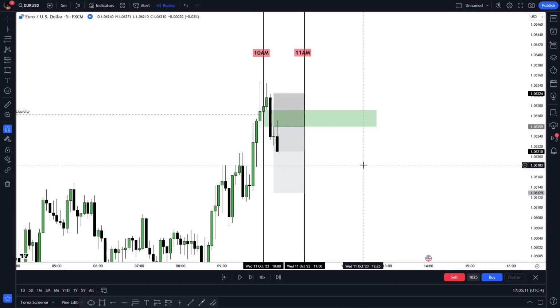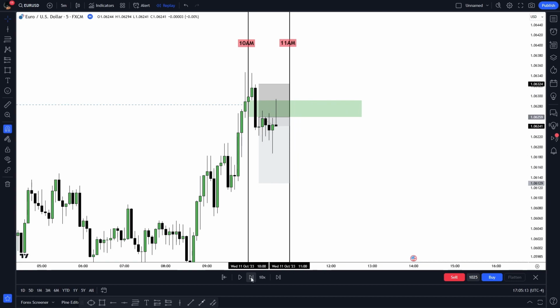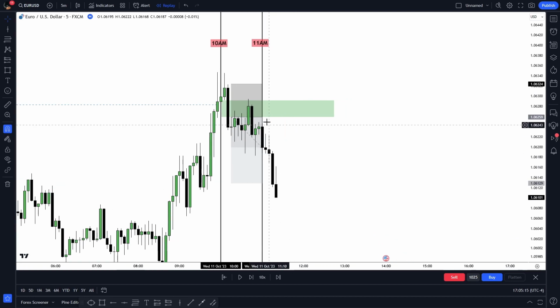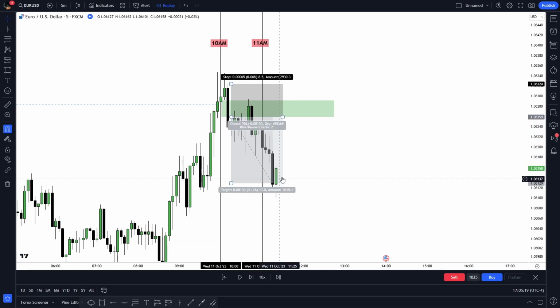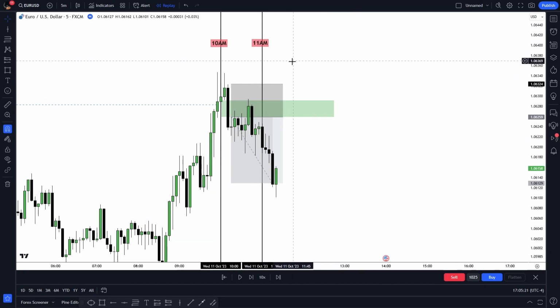We get filled here on this very candle. And as you can see, TP hit again. Outside of the 11 a.m. mark, that is fine. We just need the entry to happen between these two lines, right? Within that hour. So let's look at a final example.